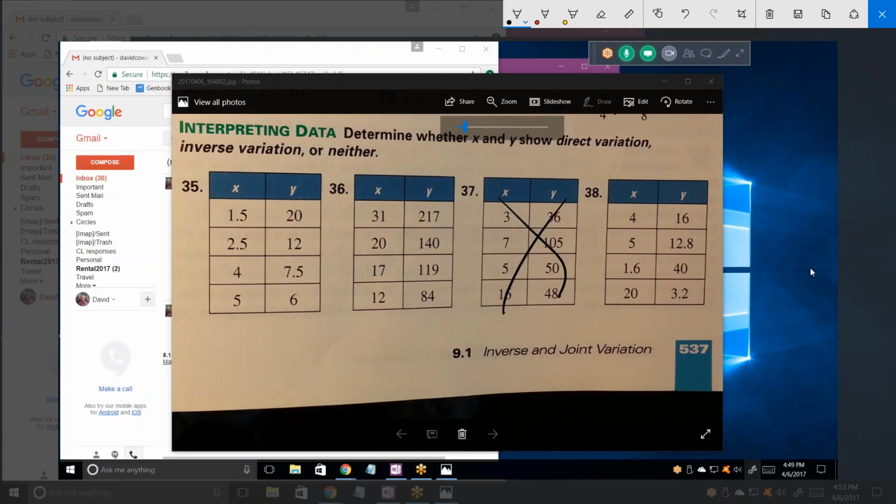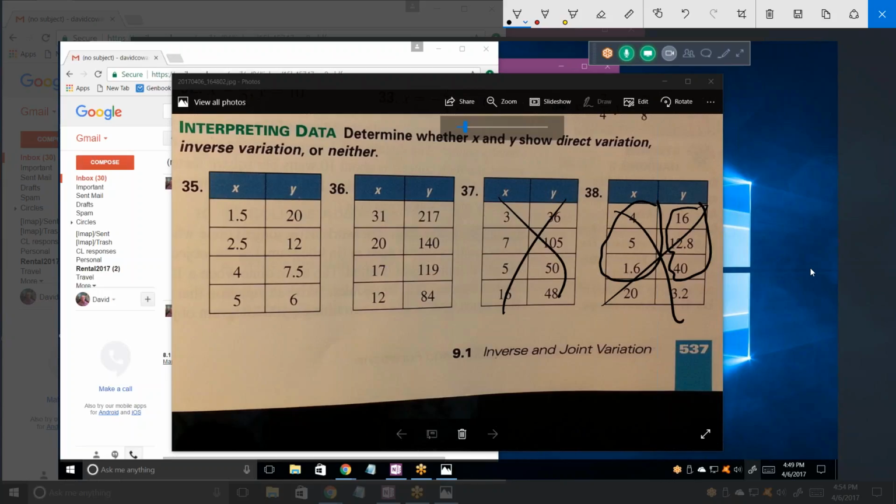How about 38? Could it be either? No. This kills it right there. X is going up and then it's going down. That doesn't ever happen in a direct or an inverse variation. It goes one direction only. Both of them go one direction only. It's a question of whether they're going in opposite directions or the same direction. And the same thing with y. Y goes down and then back up again. So that one, instantly, we don't need.